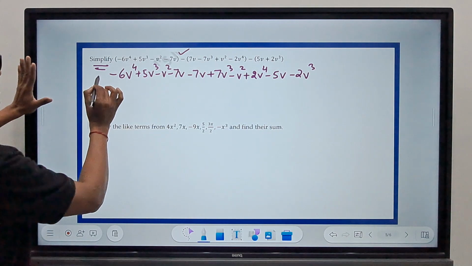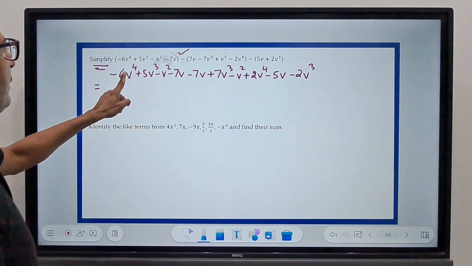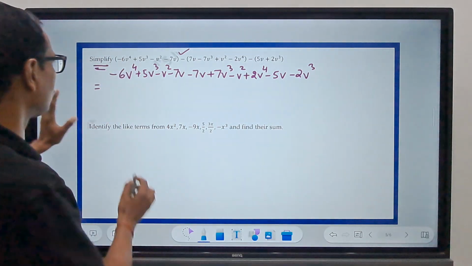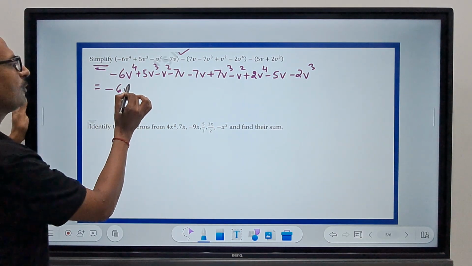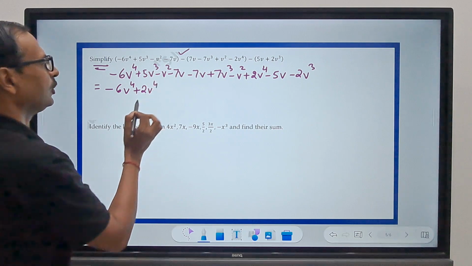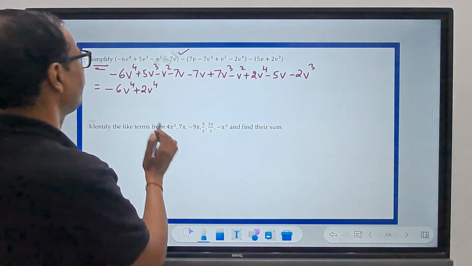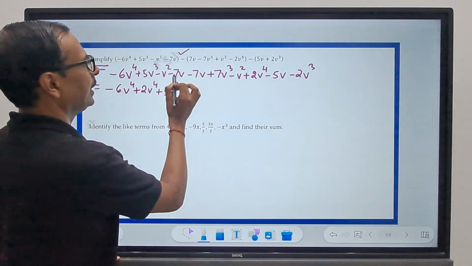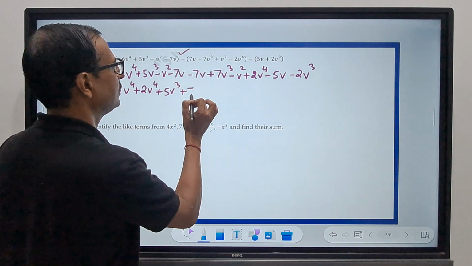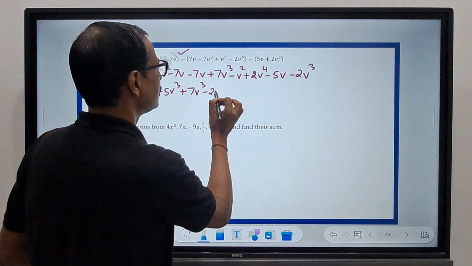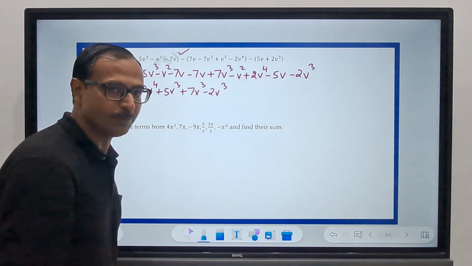Let's see the highest degree term, v power 4 and 2v power 4. Okay, I'll put them minus 6v^4 and plus 2v^4. No more terms containing v^4. Now v cube plus 5v cube and then plus 7v cube minus 2v cube. So there are 3 terms containing v cube.